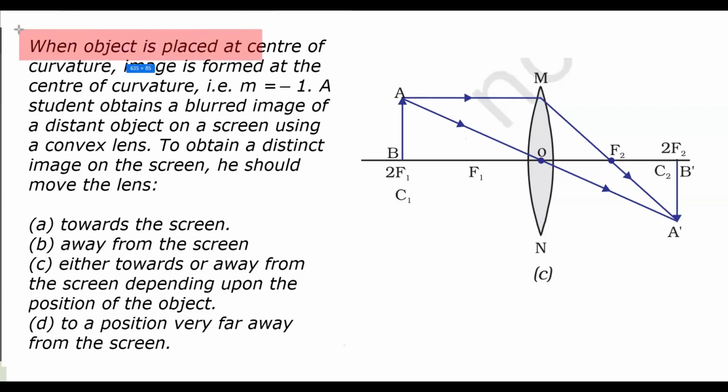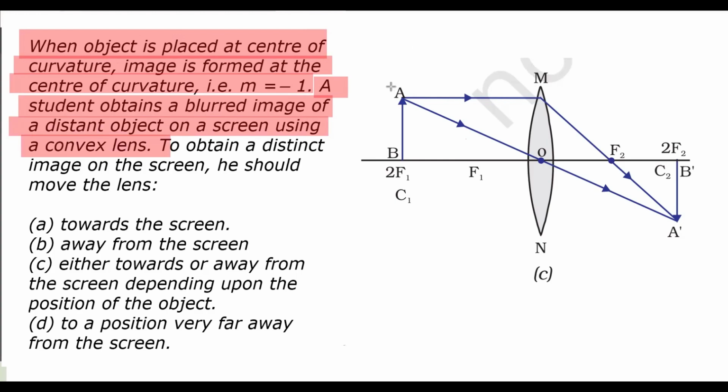In this question, it says an object when placed at the center of curvature, the image is formed at the center of curvature. As of reading till here, we don't get whether it's a mirror or lens, because magnification of -1 is formed in a concave mirror as well as in a convex lens. Further, it says a student obtains a blurred image of the distant object on a screen using a convex lens. That's why I've taken a convex lens, and you can figure out when the object is at 2f, which is C only, the center of curvature, the image is formed at 2f2, that is the other side of the lens, and it is real, inverted and equal in size, and that's why its magnification is 1.